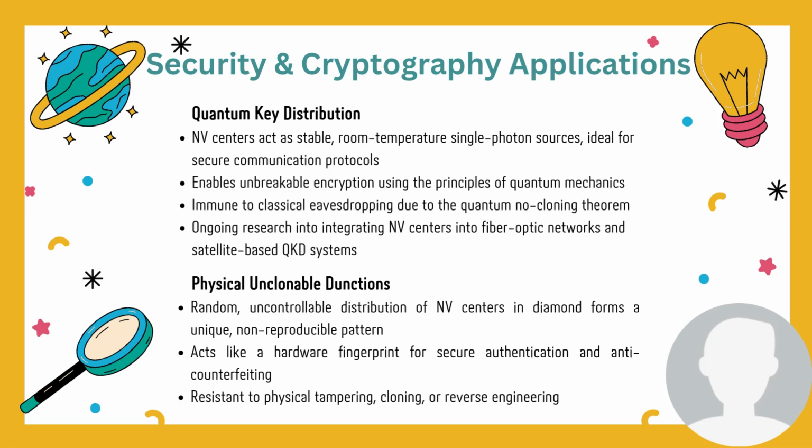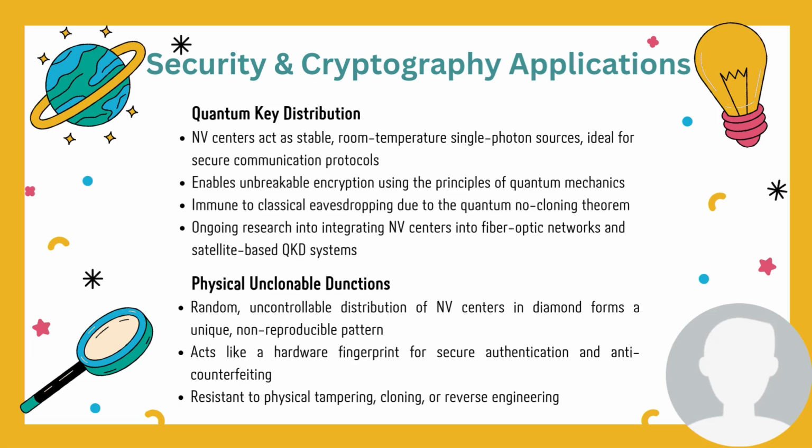So, if an eavesdropper tries to intercept or measure the photons, they inevitably disturb them, revealing their presence. This allows two parties to detect tampering and discard compromised keys before any data is encrypted. Researchers are already working on integrating NV based QKD into fiber optic and satellite systems, paving the way for global scale, unbreakable communication networks. Second, physical unclonable functions.